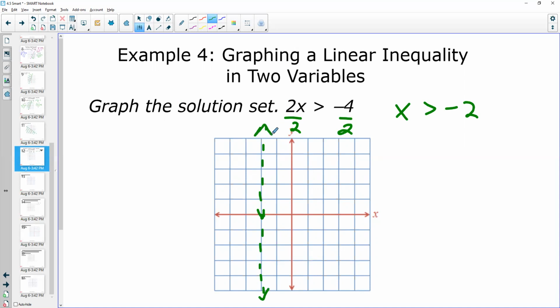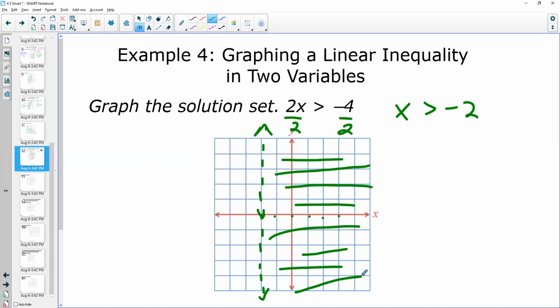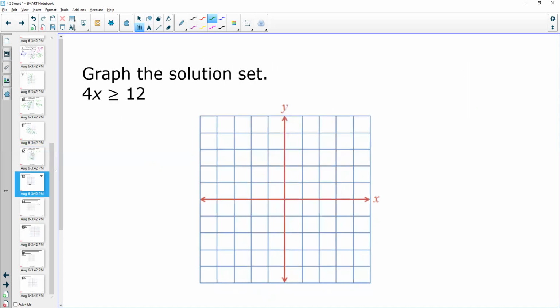So I have to think to myself, well, where are the numbers greater than negative 2? If you think about that, on the graph, where are the x values greater than negative 2? They're to the right, right? So if you think about the x-axis as a number line, that's negative 1, 0, 1, 2, 3. Those are all the numbers greater than negative 2. So that is the side I'm going to shade. You can test the point, but that's where you're going to come out at it.